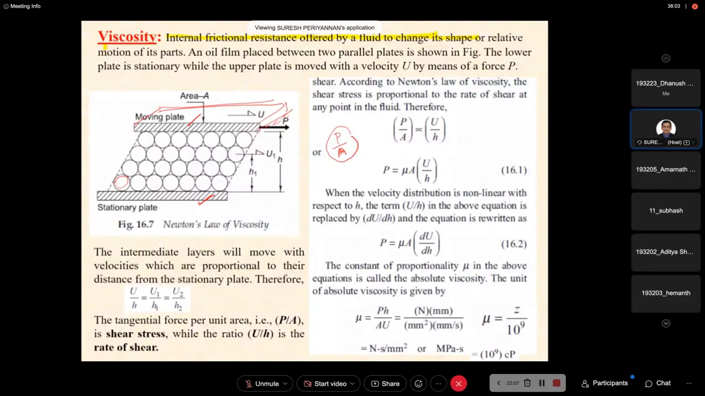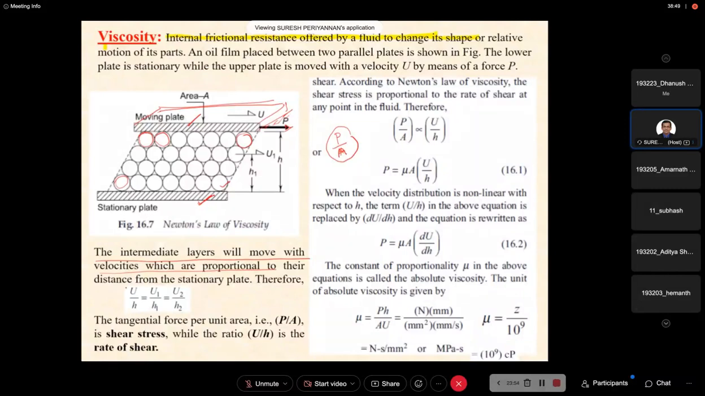Now, this fluid is sitting on the stationary plate, so the velocity here is zero. But the fluid particles sitting on the moving plate move along with it when we try to move this plate, so this velocity is different from the lower particles of the fluid, right? Based on that, the intermediate layers move with a velocity proportional to their distance. That's what we studied in fluid mechanics according to Newton's law of viscosity, right?